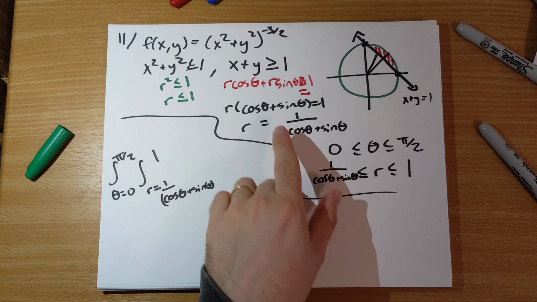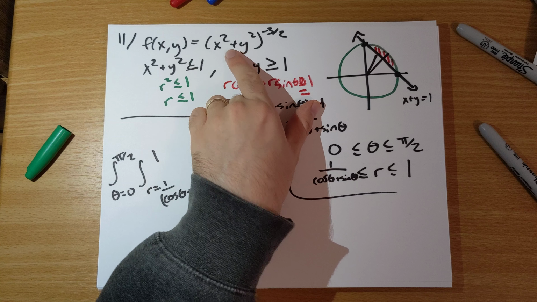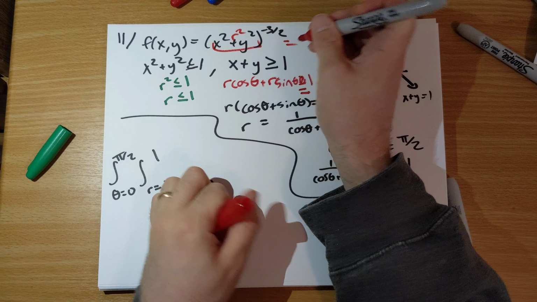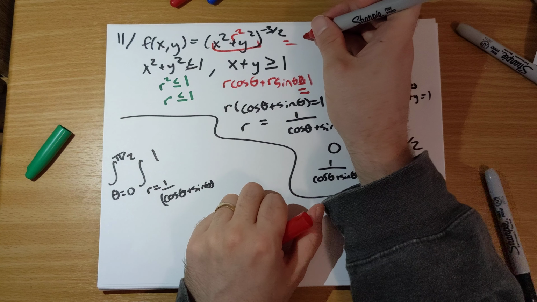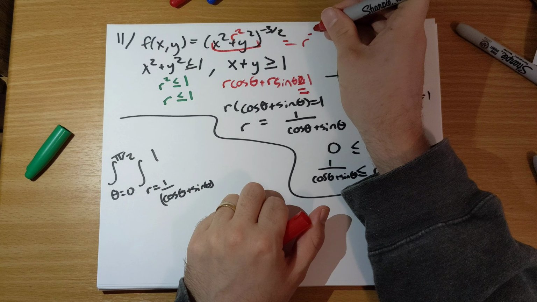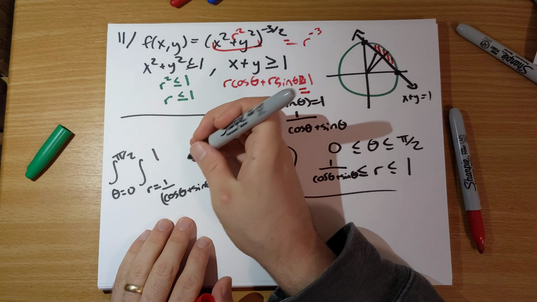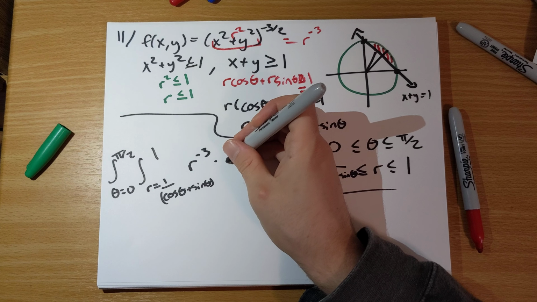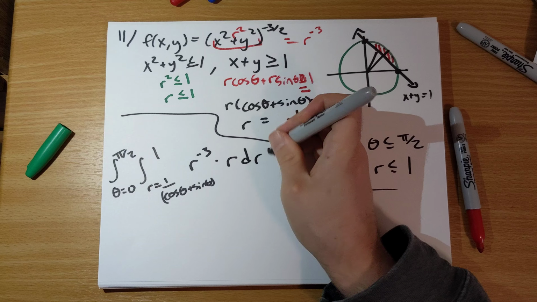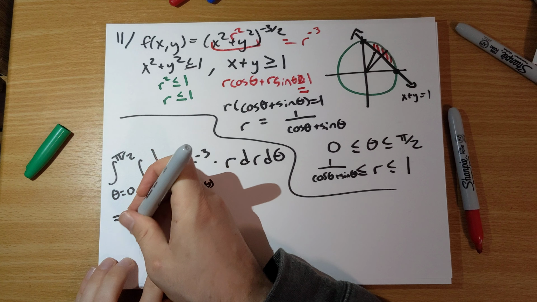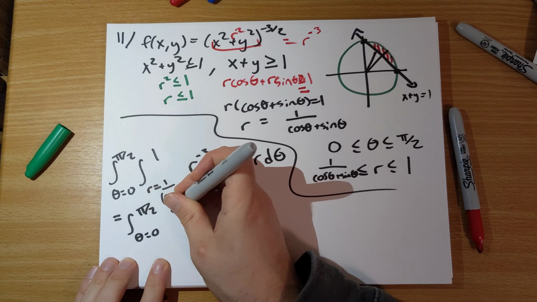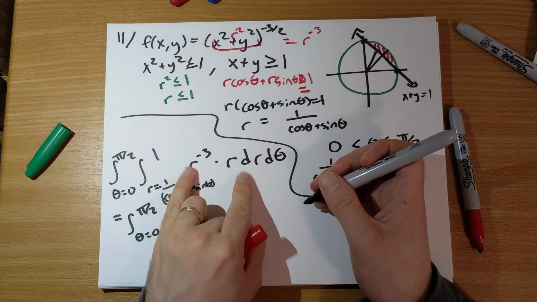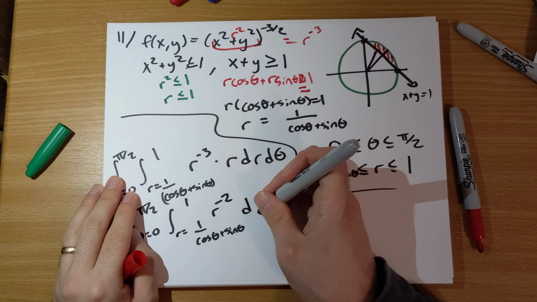Now what about the integrand here? Integrand is going to be, we replace x squared plus y squared with r squared. r squared to the negative 3/2 is r to the negative 3rd power. So r to the negative 3rd power. And then don't forget to throw in the r dr d theta. And so theta runs from 0 to pi over 2. r runs from 1 over cosine theta plus sine theta to 1. This is r to the negative 2nd power dr d theta.